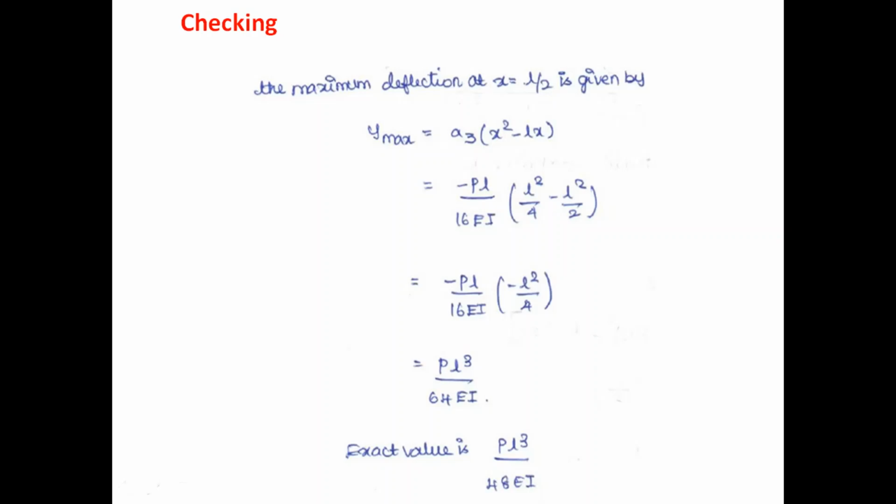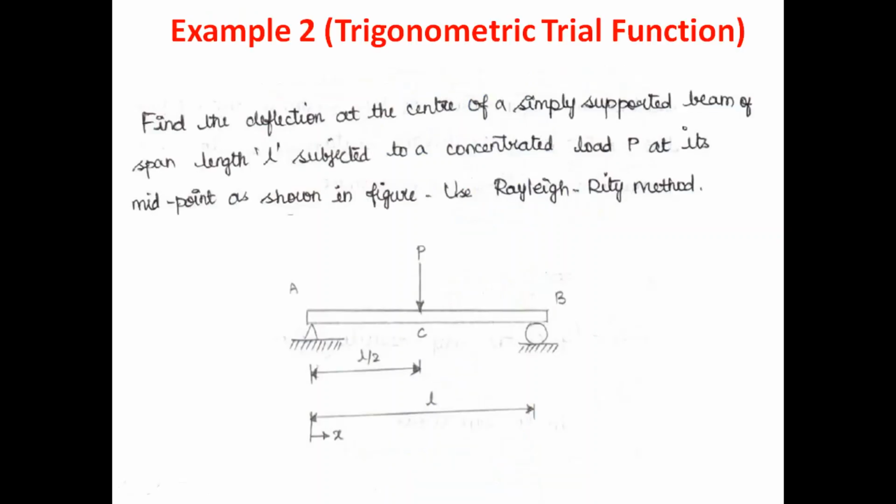Now, for the same problem, let us use a trigonometric trial function. We will try to find the solution, that is, the maximum deflection of the simply supported beam. We are taking the same problem as example 2. In this case, we are going to find the deflection at the center of the simply supported beam. We follow the same procedure. The only difference is that we are going to use a trigonometric trial function.